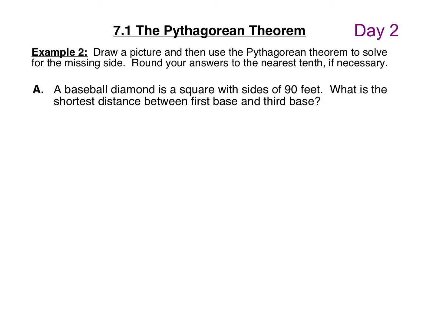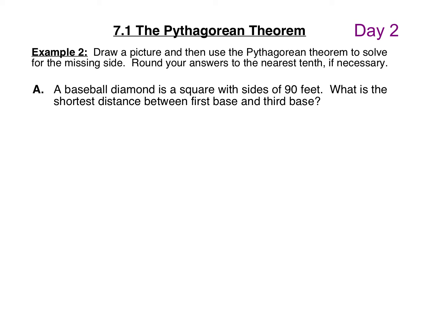Hello, in this video, we're looking at 7.1 day 2 on the Pythagorean theorem. Today, we're going to focus on word problems involving the Pythagorean theorem. For the examples, we're going to start by drawing a picture. And then we'll use the Pythagorean theorem to solve for the missing side. We'll round our answers to the nearest tenth if necessary. And the nearest tenth is just one place past the decimal, so one decimal position.